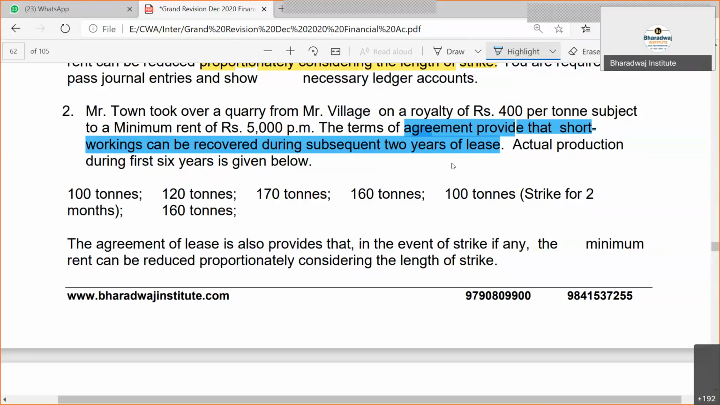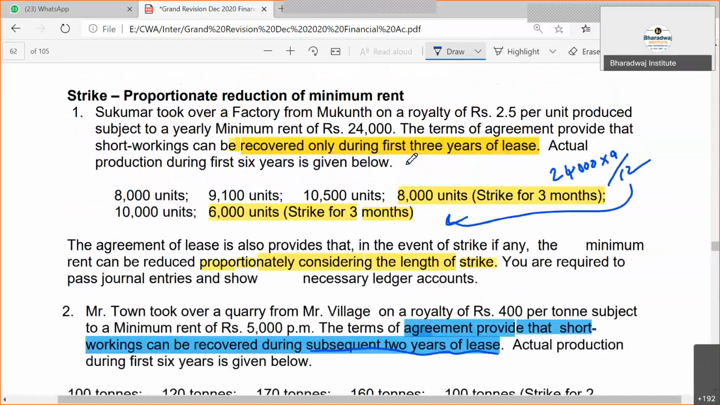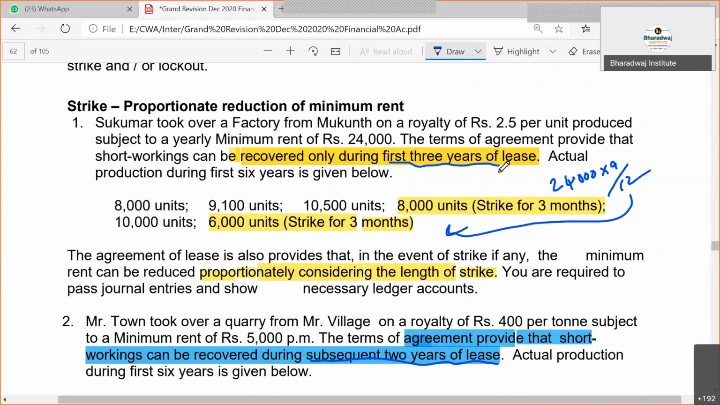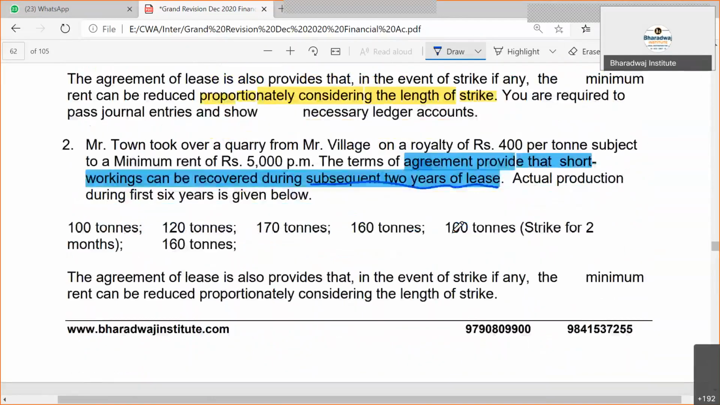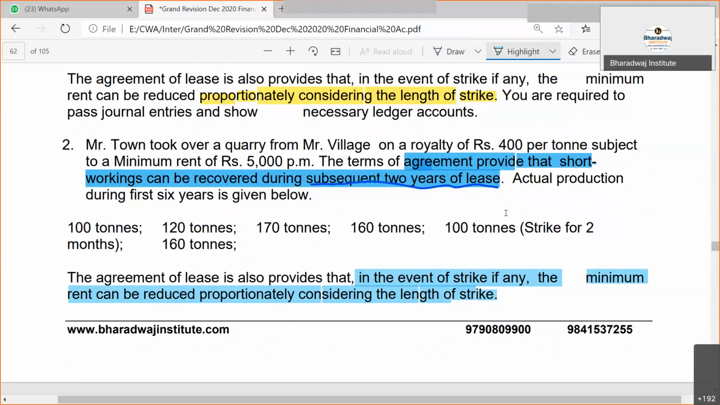Look at the words used. Subsequent 2 years. Earlier it was first 3 years, which means it is fixed. This is called a flexible recoupment. Then I hope all the others are same. In the event of strike, the minimum rent can be proportionately reduced considering the length of strike. That is the same. So for the second question, try to prepare the table. This has nothing to do with accounting. This is only logical thinking that is involved in preparing the royalty table.